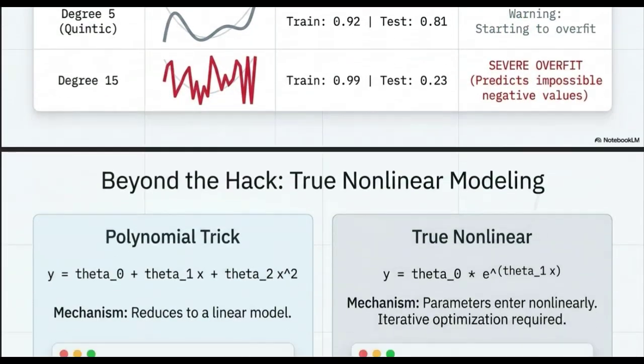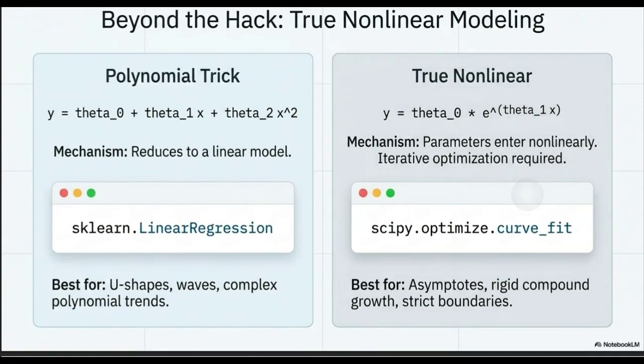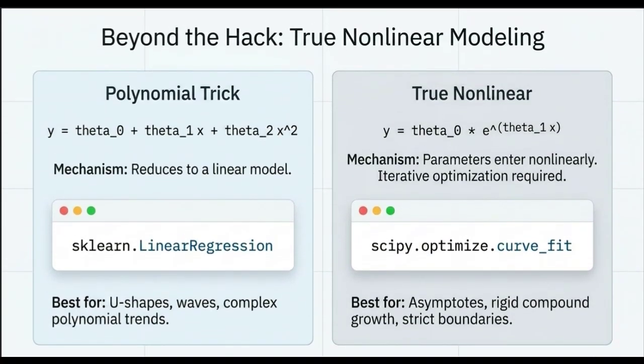True nonlinear modeling. This is a vital distinction in data science. There are many real-world relationships that polynomials simply cannot describe accurately. Things like exponential growth or decay, logarithmic curves that show diminishing returns, or periodic data that moves in a sinusoidal seasonal pattern. Right. Because the parameters, the thetas, enter into these equations non-linearly, like being stuck up in an exponent or trapped inside a logarithm, you absolutely cannot use the standard Scikit-Learn linear regression trick.